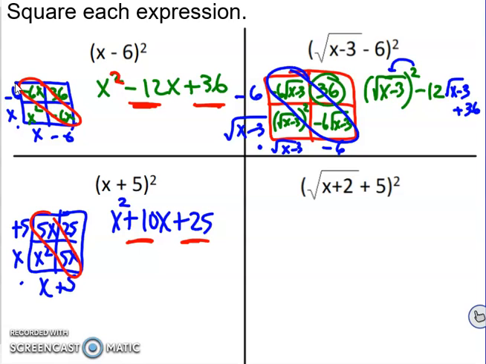But before I erase it, I want you to look at the first answer on the left and the problem on the right. In both cases, we have something squared minus 12 times something plus 36. The only difference between the two answers is that on the left we're using x, and on the right we're using the square root. But other than that, the answer is pretty simple.